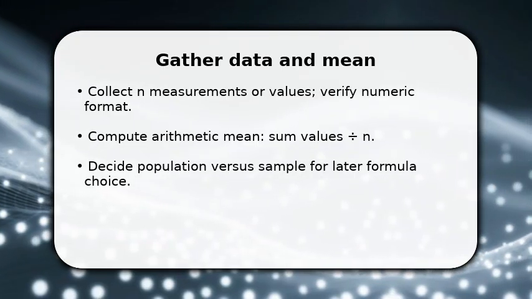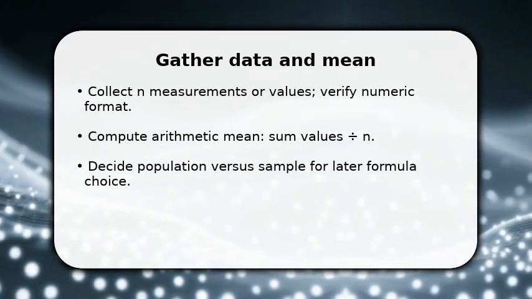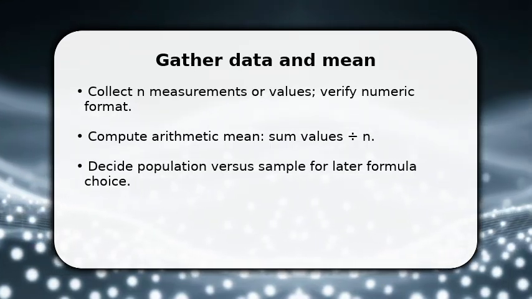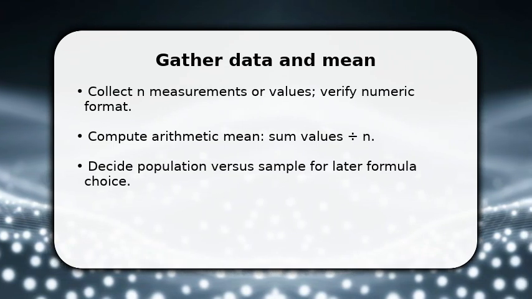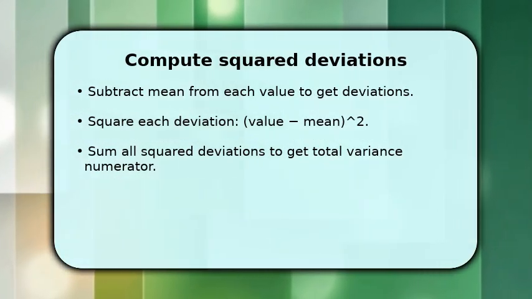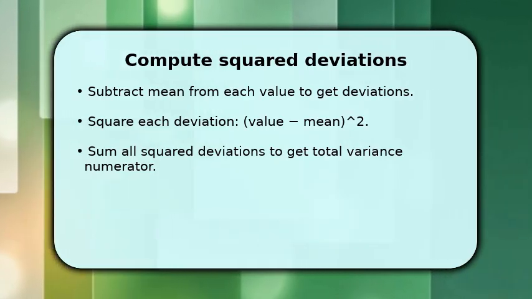You will subtract it from each measurement. Begin listing deviations now, value minus mean, and prepare to square those deviations so signs do not cancel. You now subtract the mean from each value to produce deviations. This centers the data. Next, square every deviation to eliminate negative signs and emphasize larger differences.